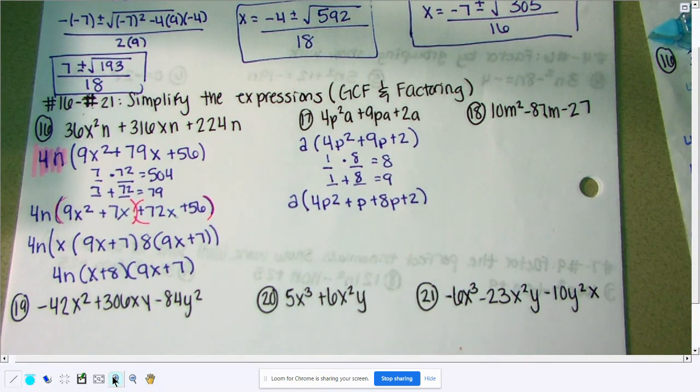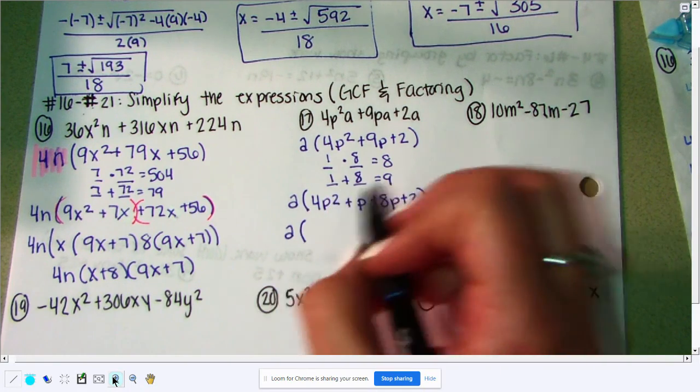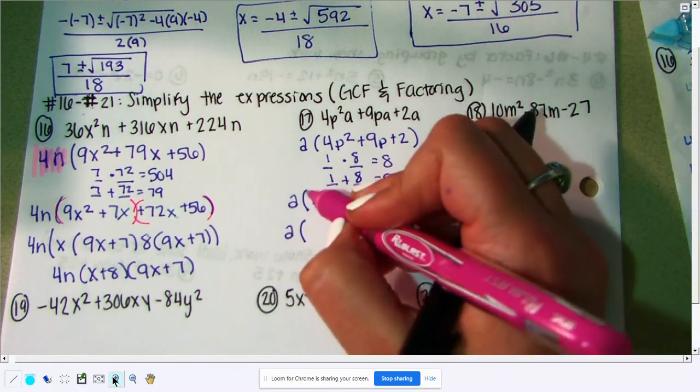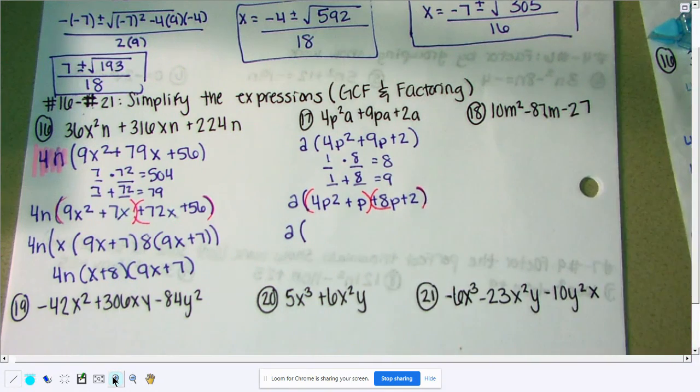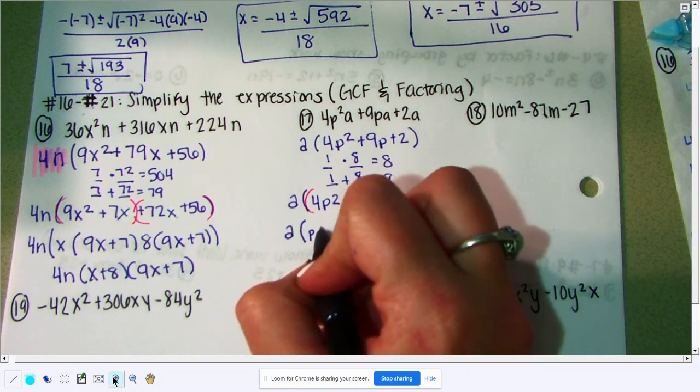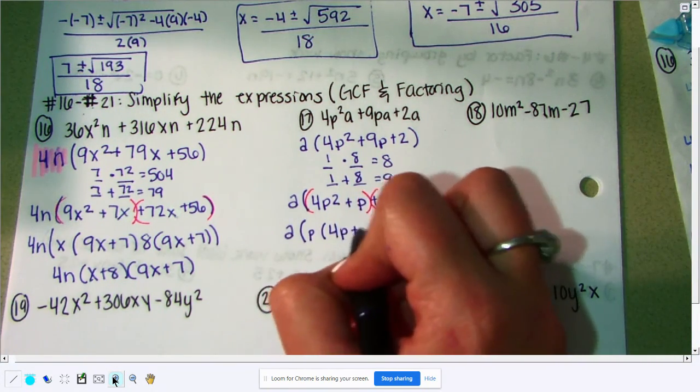I'm going to continue simplifying here. I'm going to get a. Then as I group, I'm going to group the first 2 and the last 2. I'm going to pull out a p, so I'm left with 4p plus 1.